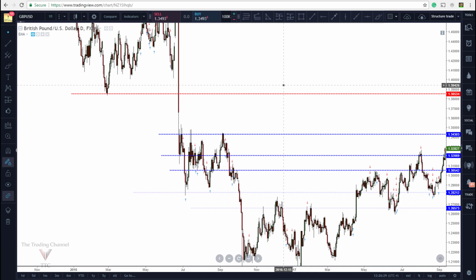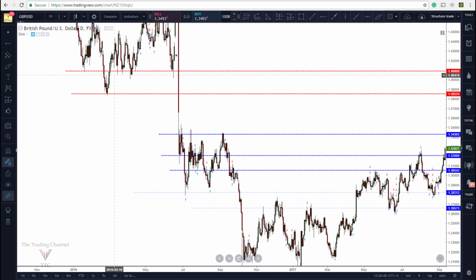Remember, we're looking for a level of structure that's been tested multiple times by this pair and respected. And that level is going to come right in here, guys. As you can see, the market has used this level as support multiple times. So if the market gets back up to that level, then we can expect to see some kind of reaction.